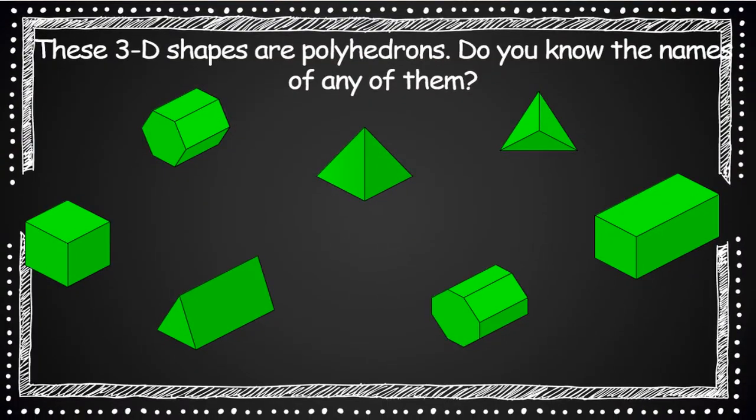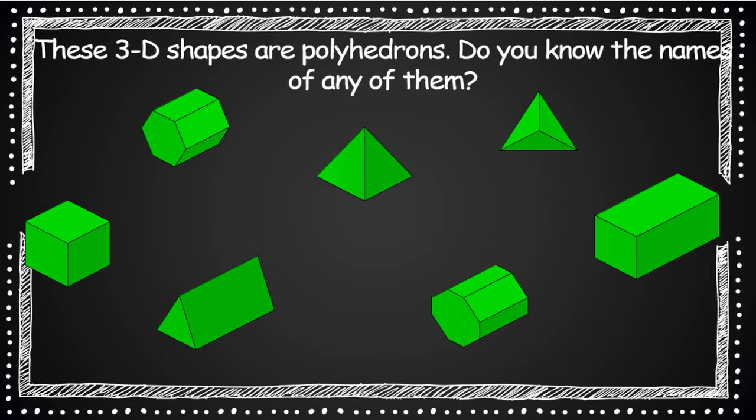These 3D shapes are all polyhedrons. Do you know the name of any of them? And could you possibly describe the properties of a polyhedron? What do they all have in common? Pause the video. Write down an answer.